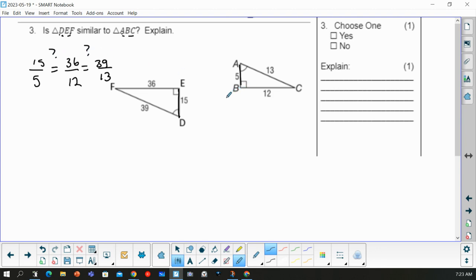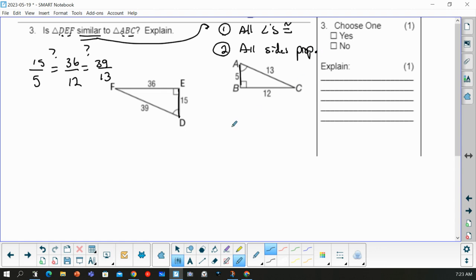That's what proportional sides mean. If I'm trying to figure out if they're similar, then I need to see if these sides are all proportional, because there are two things that make up similar. Thing number one it needs is all angles congruent, the same measure. The second thing it needs is all sides proportional. Those are the two things I need. So I'm checking to see if the sides are proportional right here.